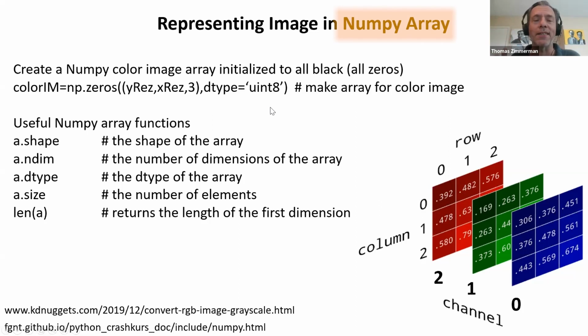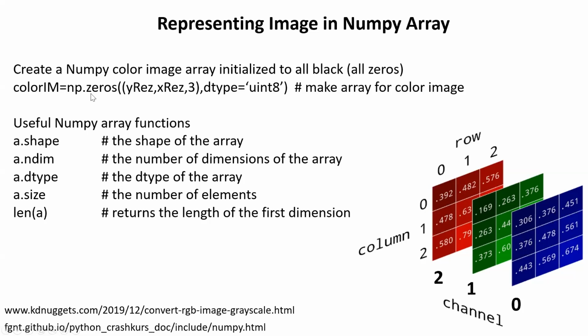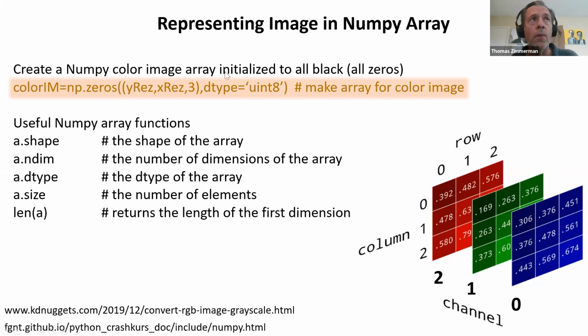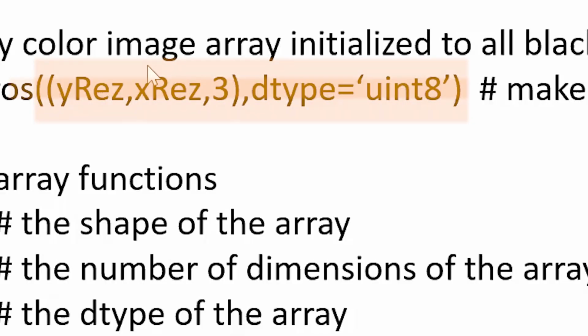NumPy arrays, I guess we're most familiar with two-dimensional, right? Spreadsheets, X, Y. NumPy can have as many dimensions as you want. So a handy command when you want to create a NumPy array is this zeros command. What the zeros command does is you tell it the dimensions.